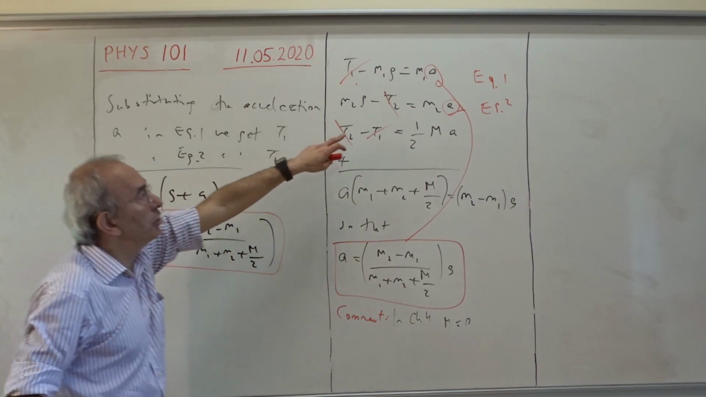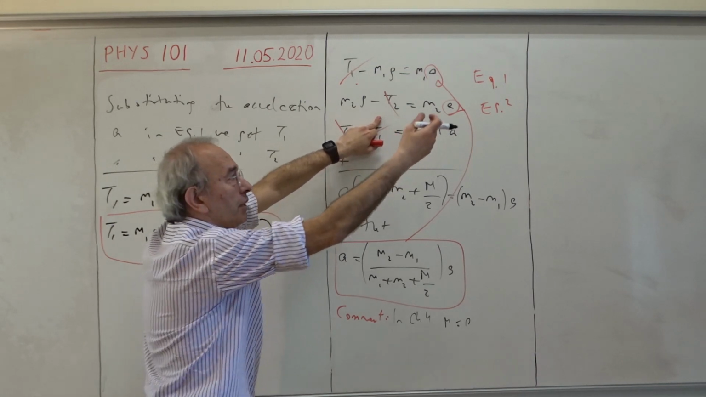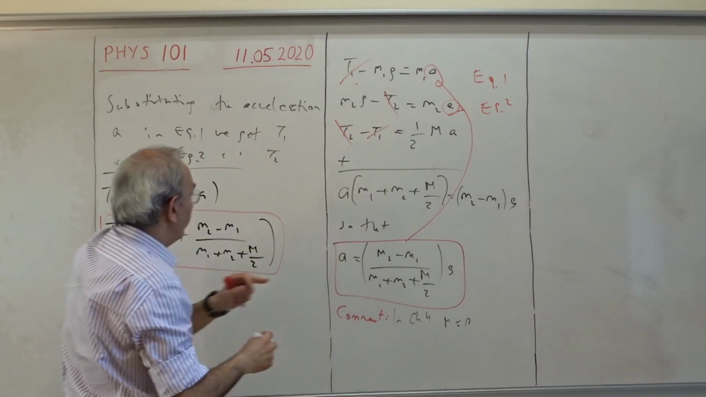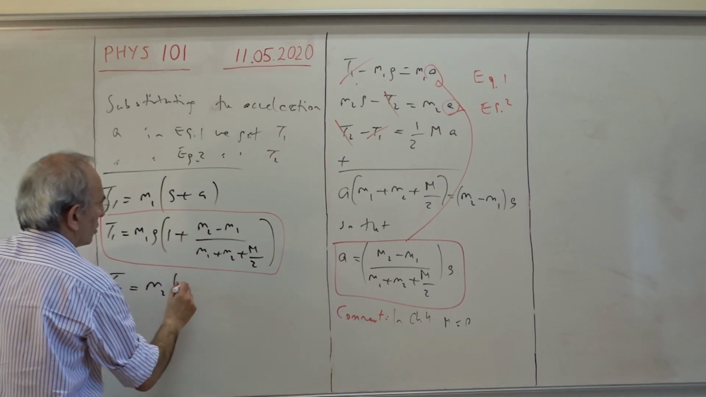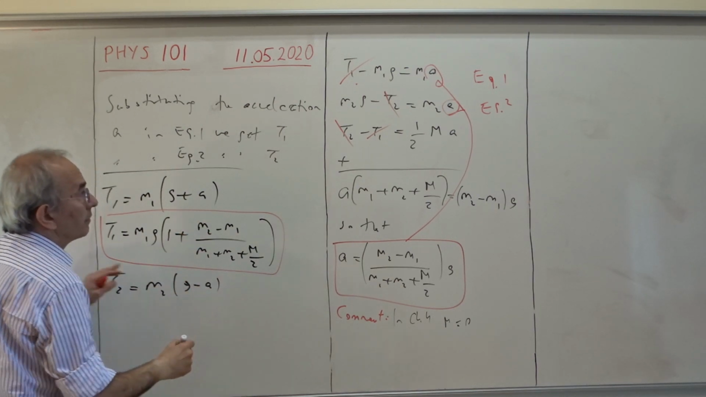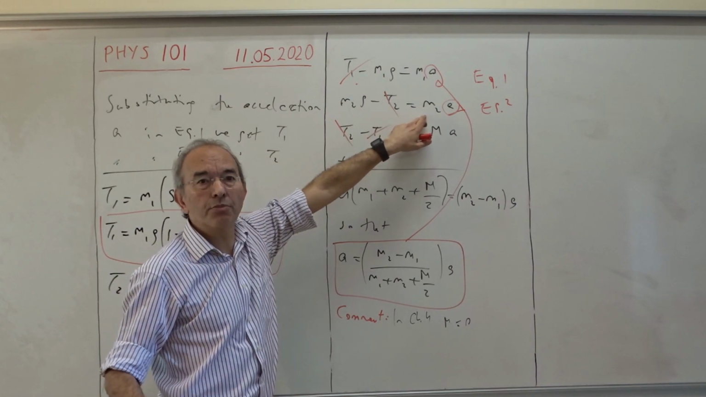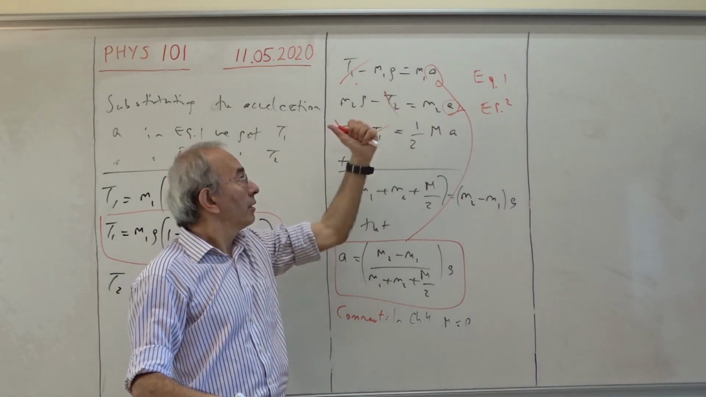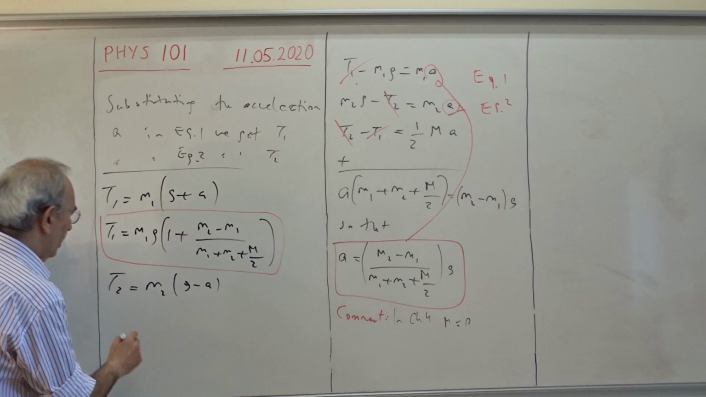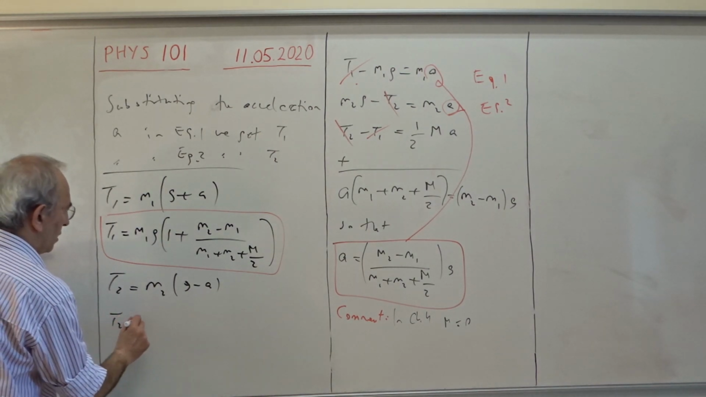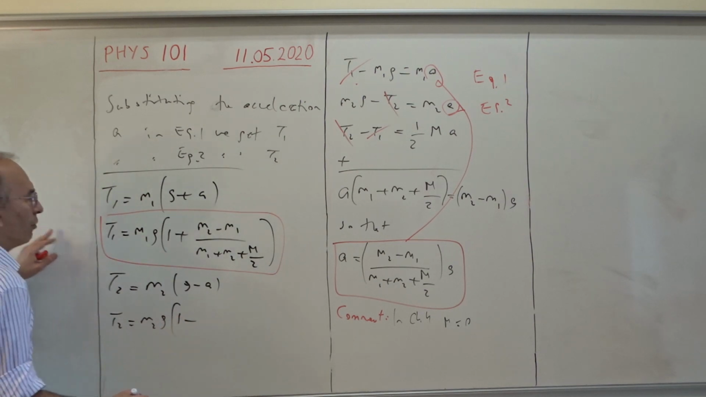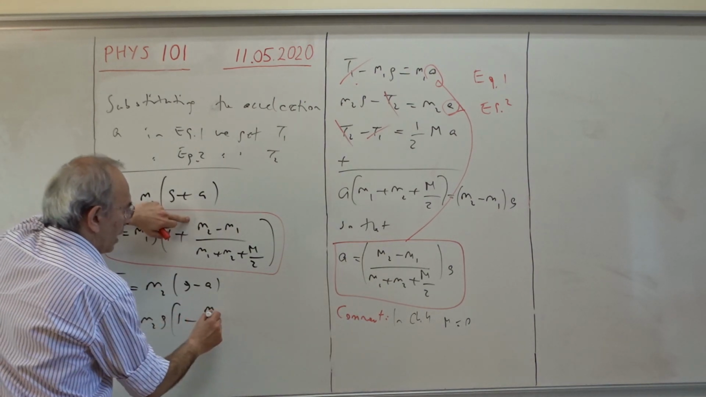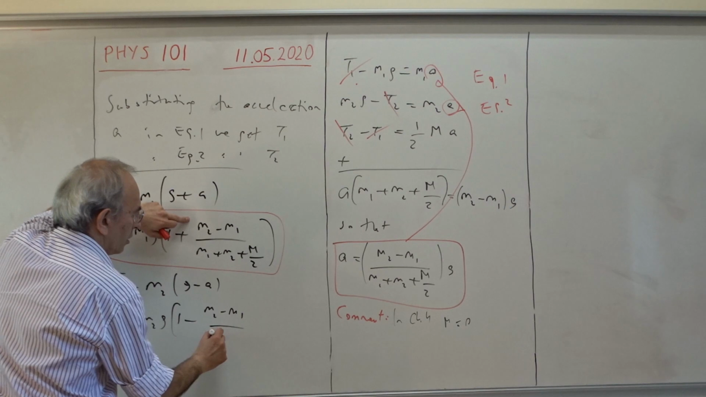Similarly, for the other one, T2, take it to the other side as positive, and M2A to the left as negative. T2 will be M2 times (G minus A). Take T2 here as positive and M2A to the left as negative, so that M2G also is taken out: 1 minus A. What is A? It is M2 minus M1 over the sum.